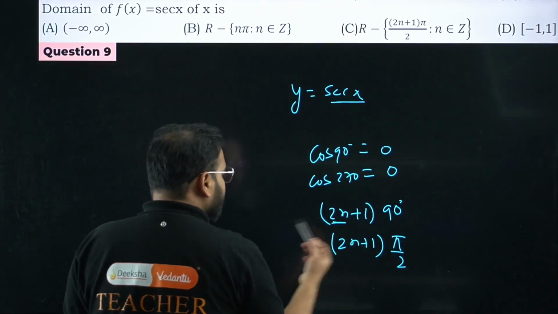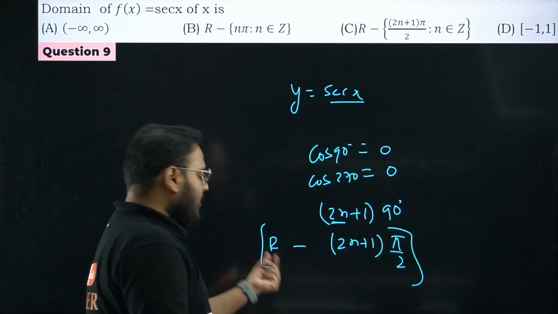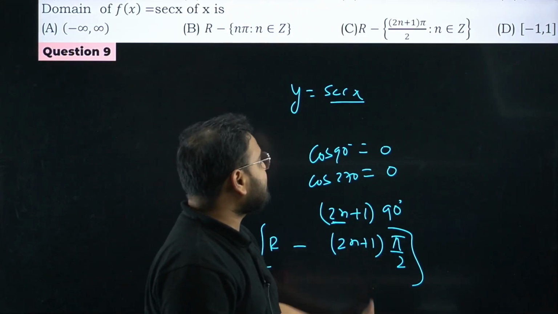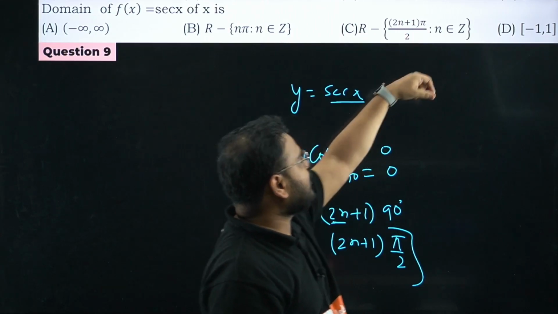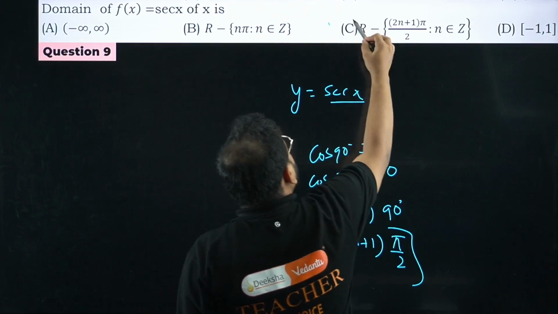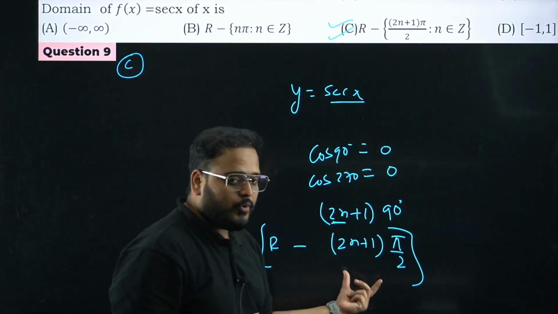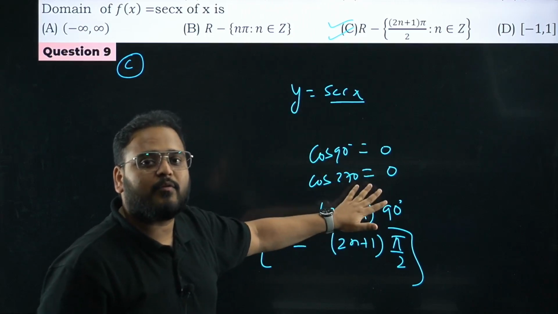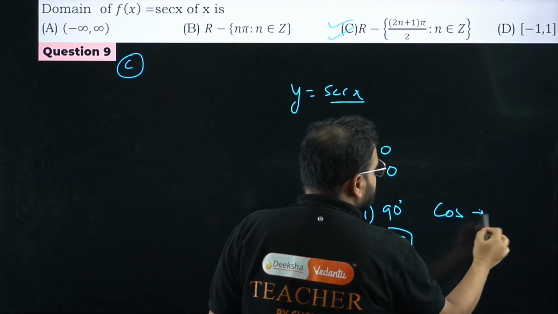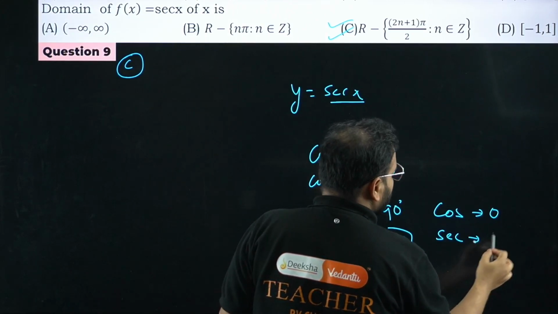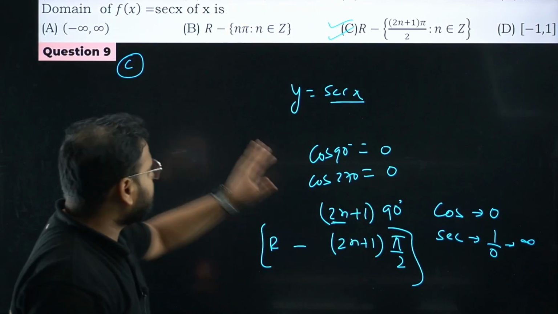Okay. Now remove this from all real. This is your answer. From all real numbers, for the all real domain, take this part out. So from all real, remove (2n plus 1) times pi by 2. Option C is correct, sir. How come, sir? Because at this value, cos will become 0. Sec is the reciprocal of cos, so it means 1 by 0. If cos is 0, it means sec is 1 by 0, hence undefined. Clear, right? Simple. Moving on.